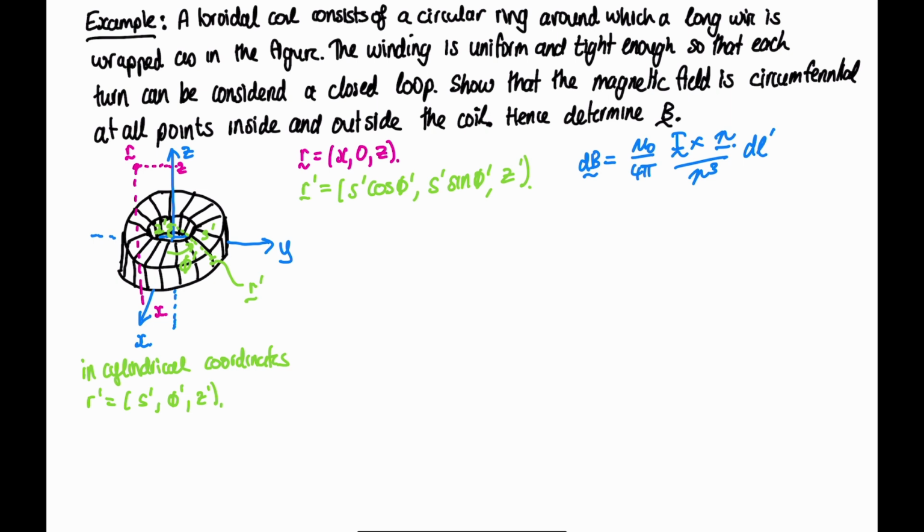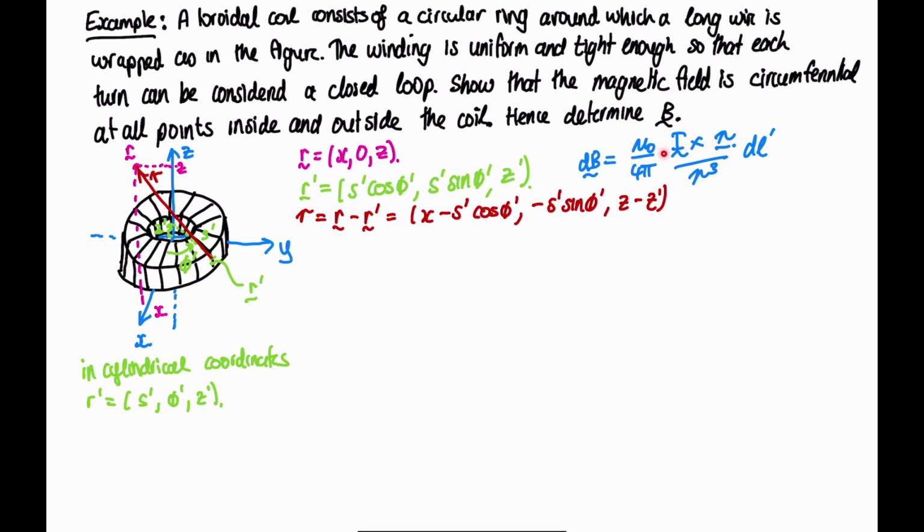Let's draw that on. Let's grab another color. This is curly r. And so we can say, well, curly r is equal to r minus r prime, which is equal to x minus s prime cos phi prime, y minus s prime sine phi prime, z minus z prime. Now, we've considered curly r.